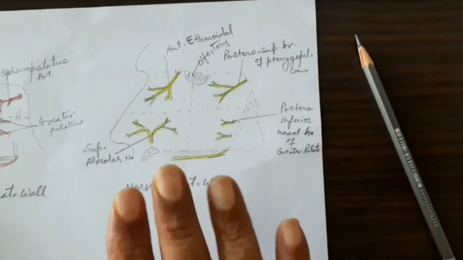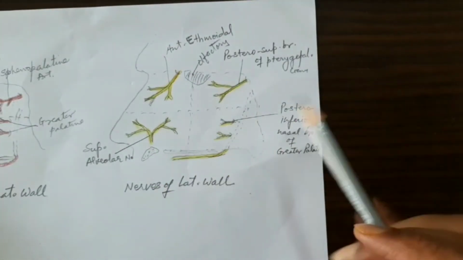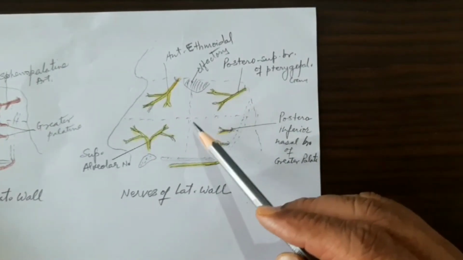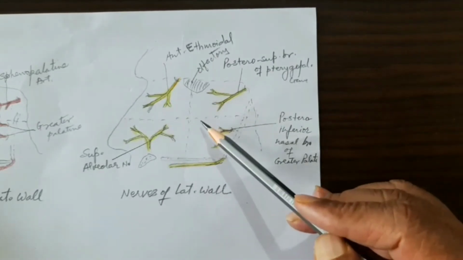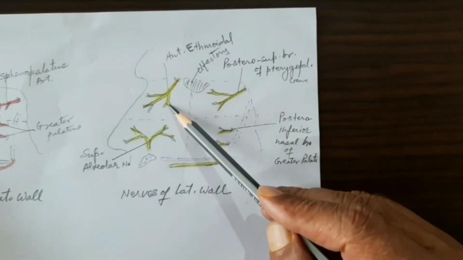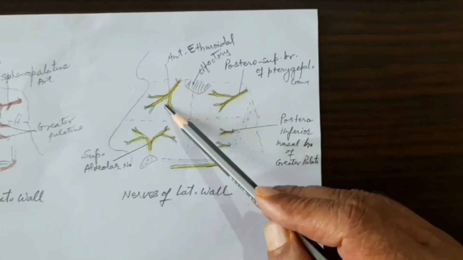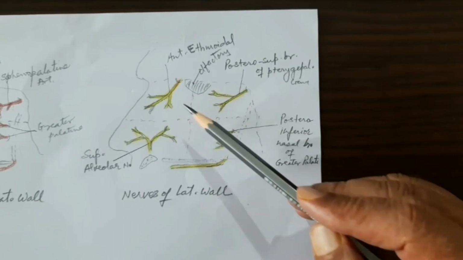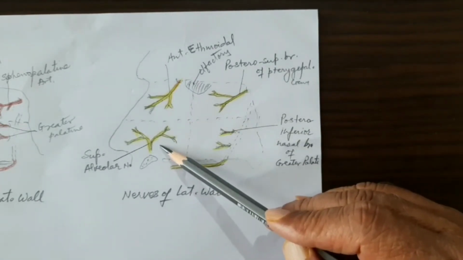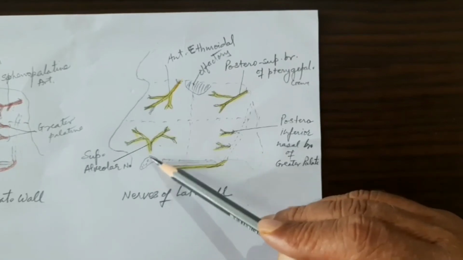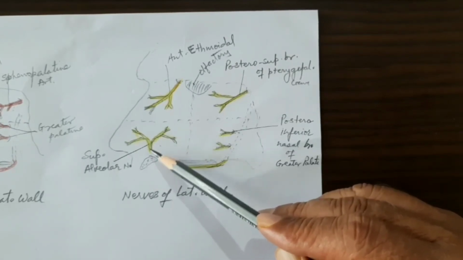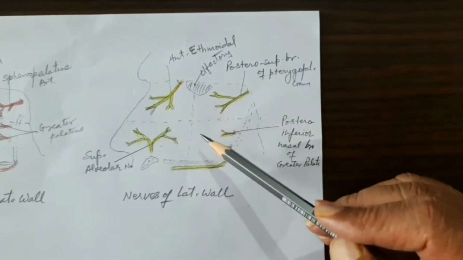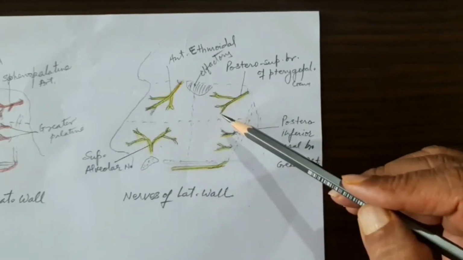So let us see first the general sensation which supplies the lateral wall of the nose; these are sensory. In general sensation, the lateral wall is again divided into four quadrants. The anterosuperior part is supplied by the anterior ethmoidal nerve, which is a branch of the ophthalmic. Then the anteroinferior part is supplied by the superior alveolar nerve, a branch from the maxillary. And these carry general sensation: pain, touch and temperature.